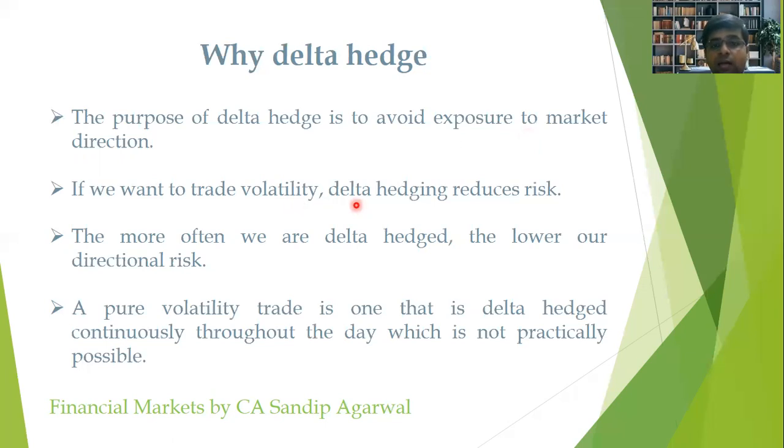So basically, delta hedging is used when the person wants to trade volatility and he wants to earn income by way of theta. Now, the more often we delta hedge, the lower our directional risk. So a pure volatility trade is one that is delta hedged continuously throughout the day, but there is also a shortcoming to this, that this is not practically possible.